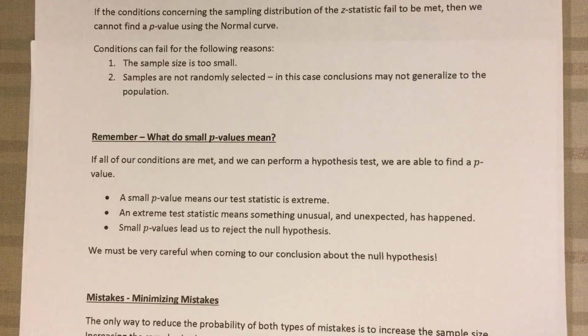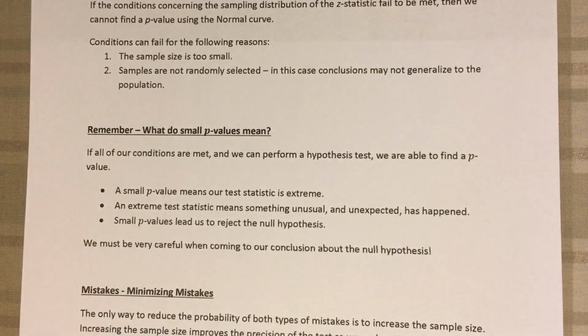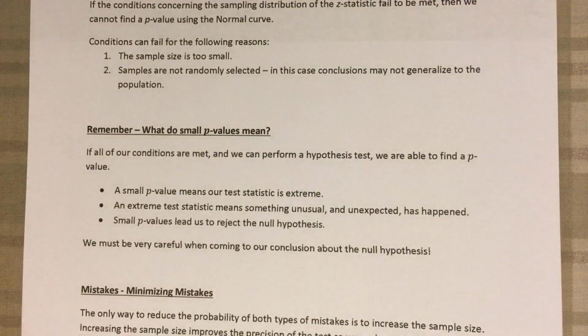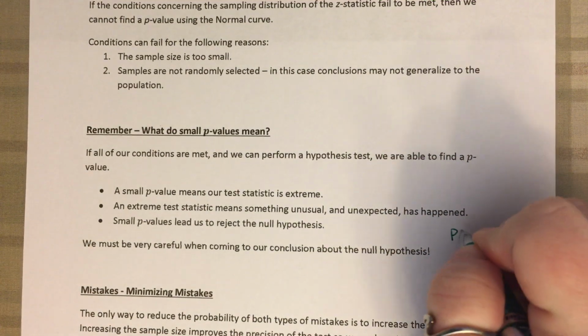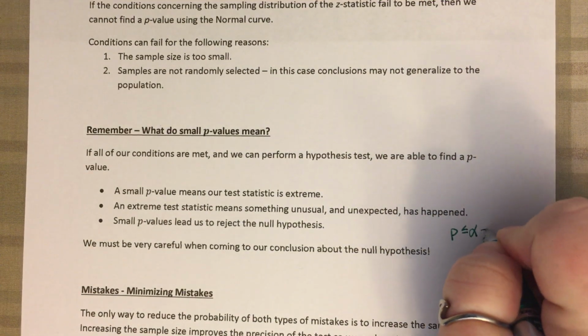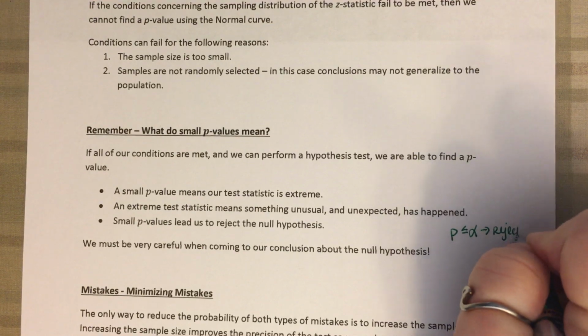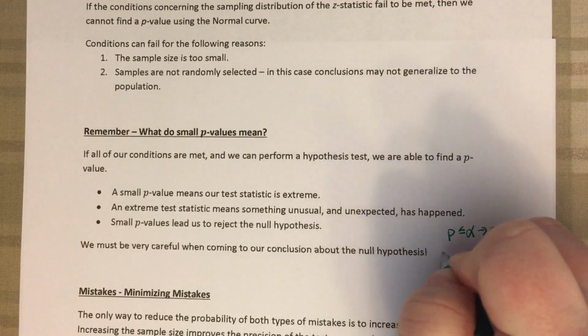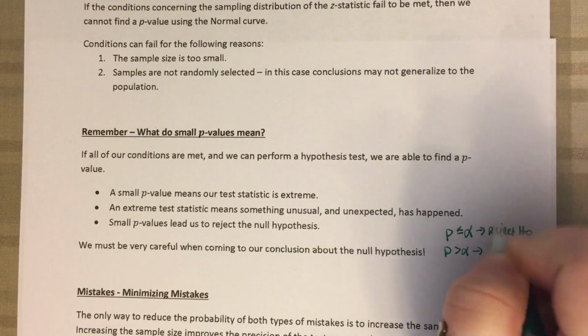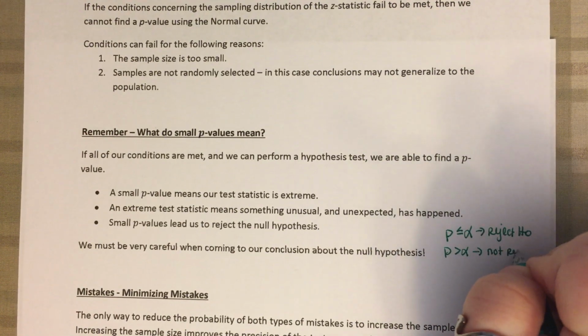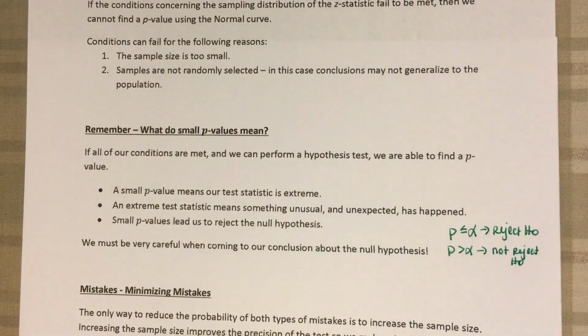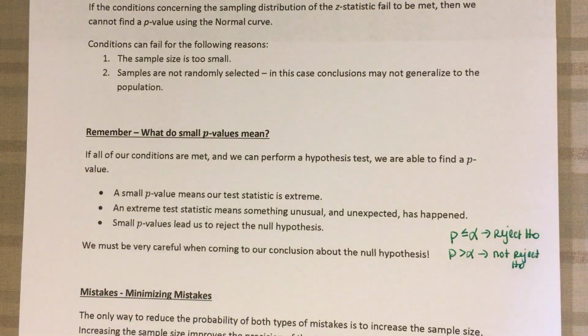Okay. Also on this page is a reminder about our p-values. A small p-value means our test statistic is extreme. It means that something unusual and unexpected has occurred, which means that we reject our null hypothesis. So reviewing what we've talked about in previous sections, remember that if our p-value is less than or equal to alpha, we reject our null hypothesis. And if p is greater than alpha, we do not reject our null hypothesis. As we're making our decisions, we want to make sure that we are keeping these facts straight.